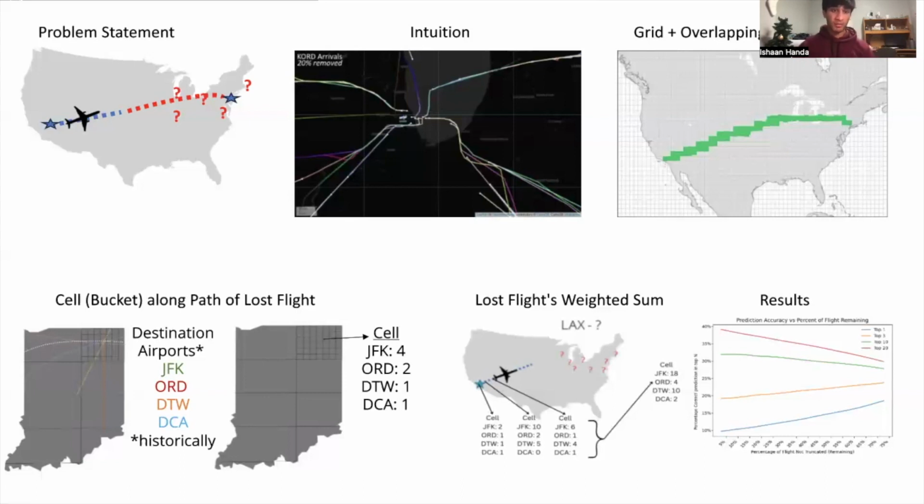As we can see on the bottom left here with an image and the top right, it shows what the grid would look like with a flight and the different cells being the green boxes. And then in the bottom left example here, it shows the trajectories of the planes and which airport they're most likely going to in that specific cell.